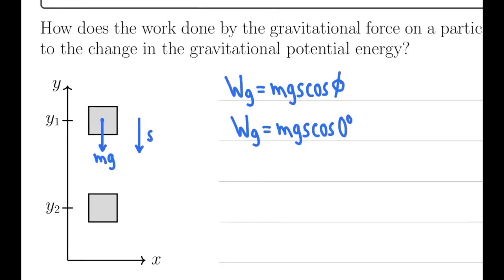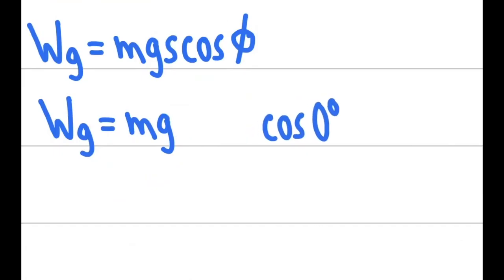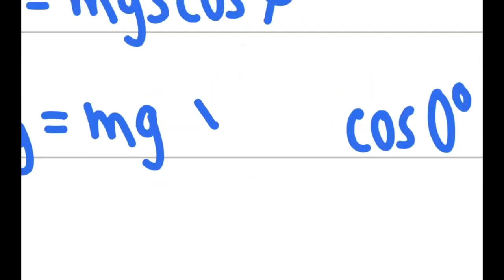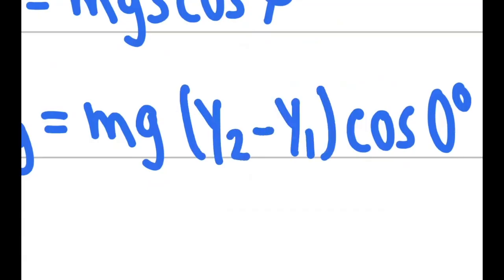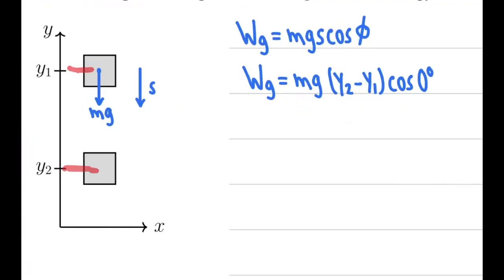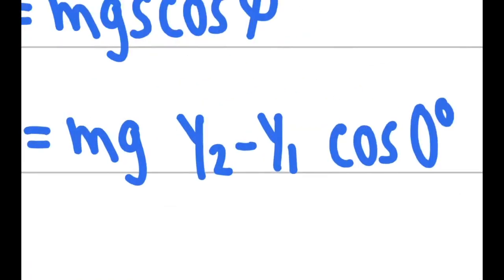Now let's figure out what S is. The object's going from y1 to y2, so the displacement is just final position minus initial position. So it's y2 minus y1. But this is the magnitude of the displacement. So if I put y2 minus y1 like that, y2 is less than y1. So this would be negative. So since I'm dealing with the magnitude of the displacement, I'm going to put an absolute value on this.